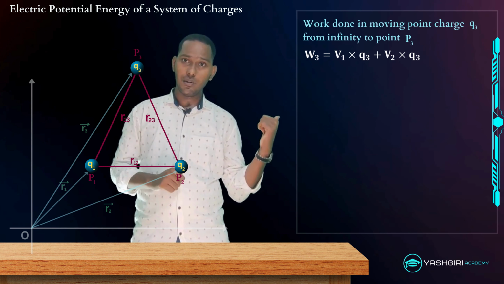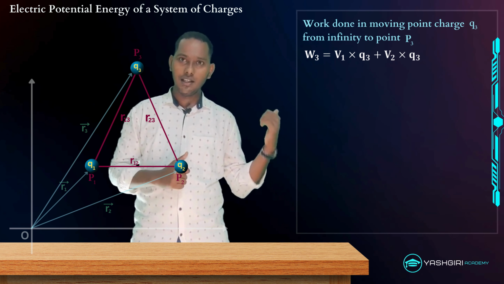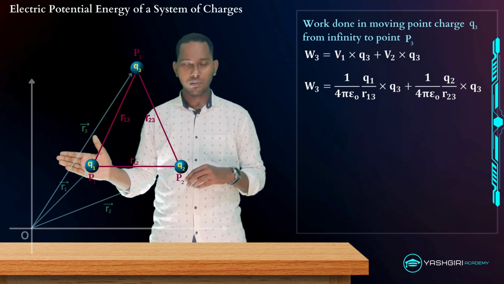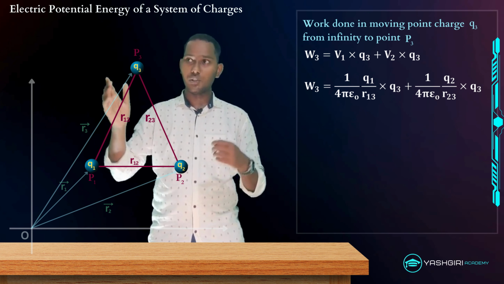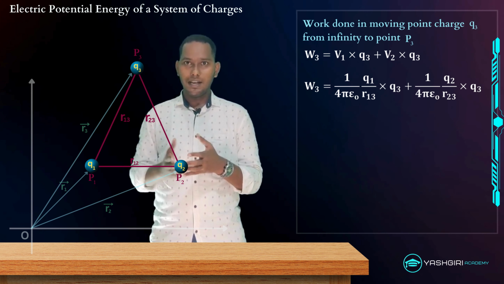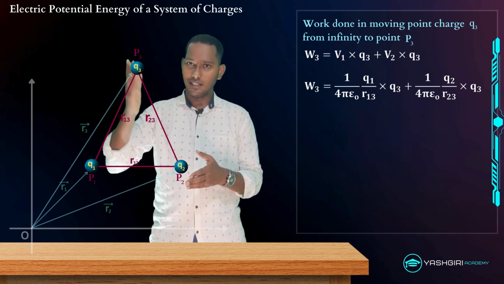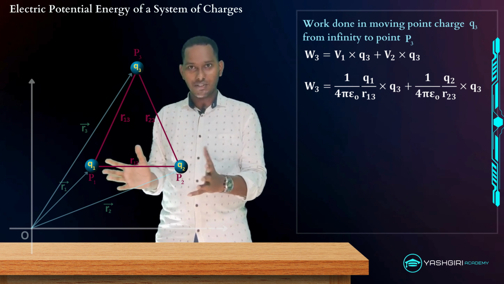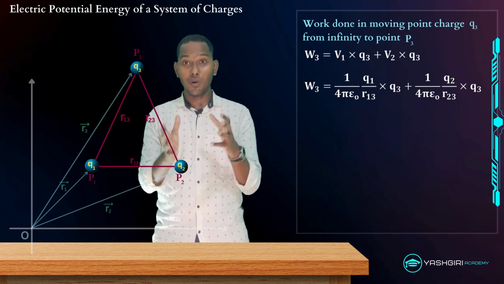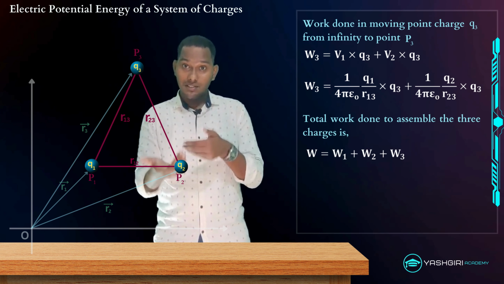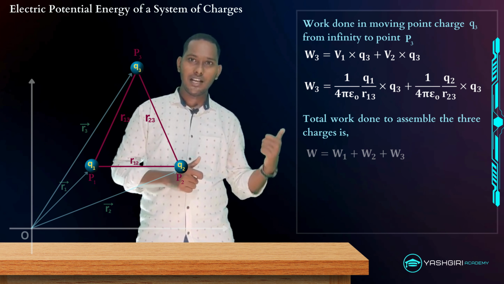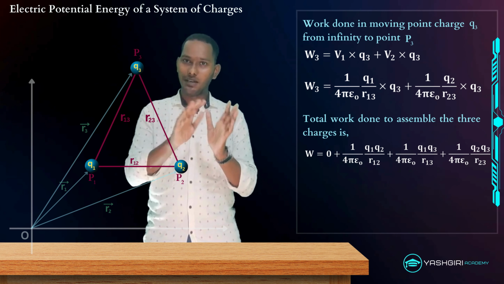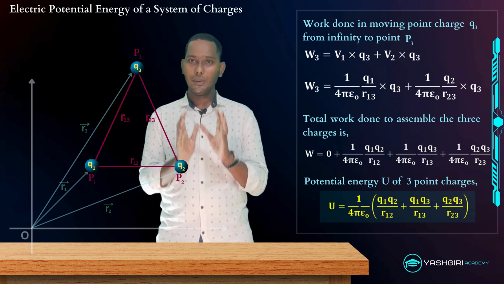Here I already know the potential, so I can just substitute it. So W3 will be equal to 1 upon 4 pi epsilon naught, the charge Q1 over R13 into Q3, plus 1 upon 4 pi epsilon naught, the charge Q2 over R23 into the charge Q3. And this is what I'm having here. Now for this 3 charge system, the overall work done will be equal to W1 plus W2 plus W3 this time. And this is what I'm having here. So again, students, I can replace that work done by potential energy, and this is how I can write it down in this case.